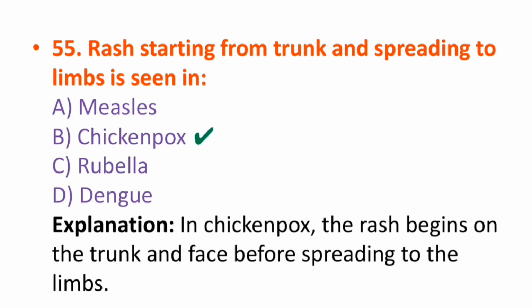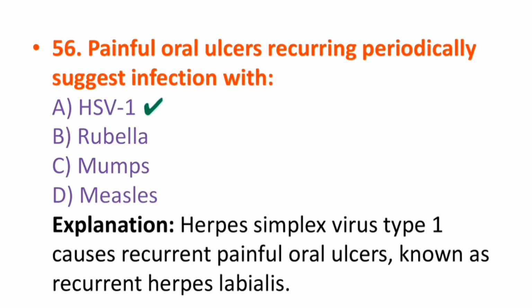Rash starting from the trunk and spreading to limbs is seen in option A measles, option B chickenpox, option C rubella, option D dengue. The correct answer is option B chickenpox. In chickenpox, the rash begins on the trunk and face before spreading to limbs.